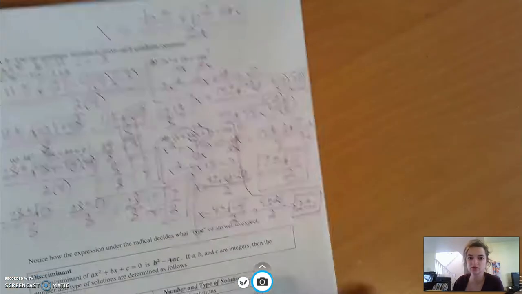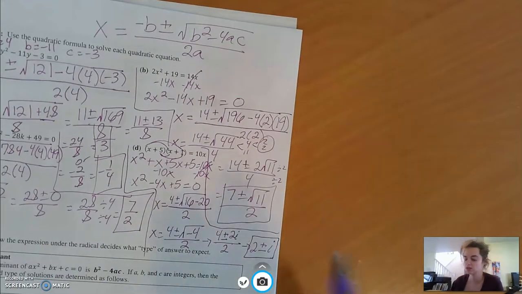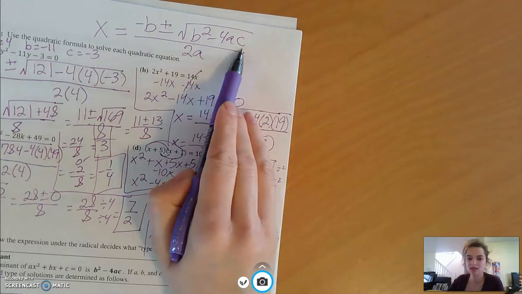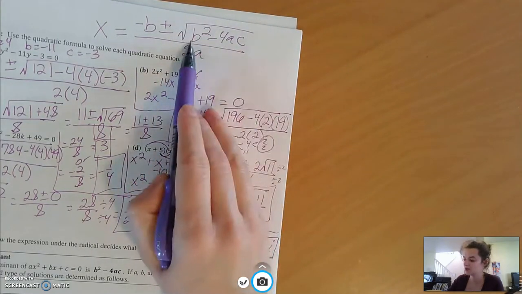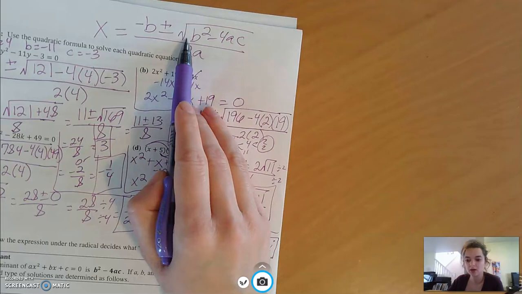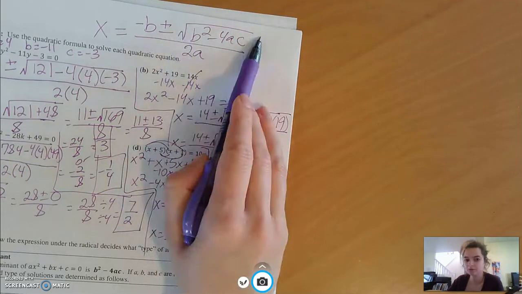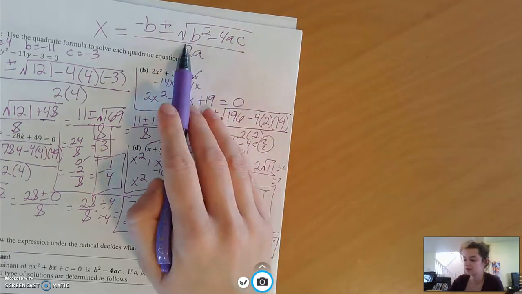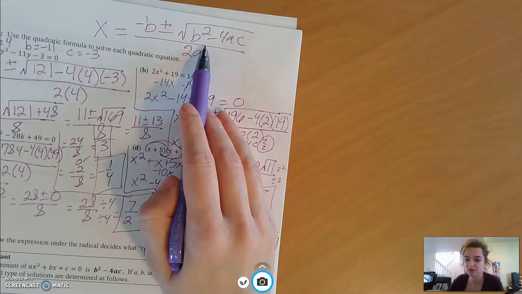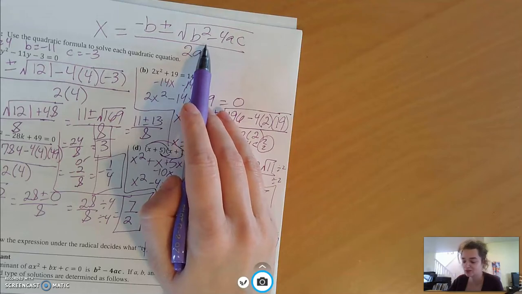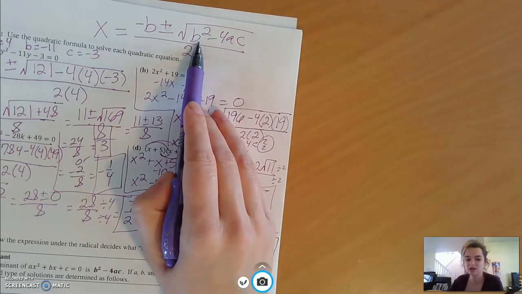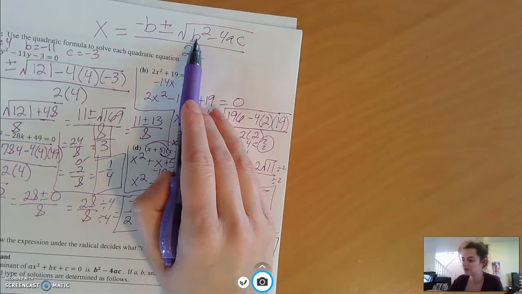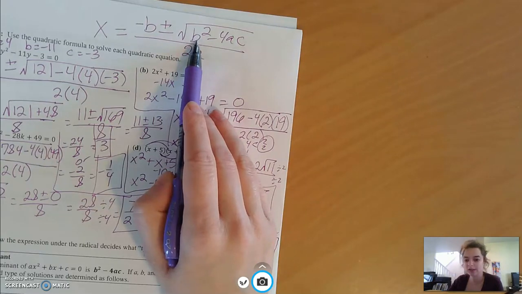So underneath the square root, just reminding you guys, is the b squared minus 4ac. So if you look at that number right here, you can tell: is it going to be a perfect square, where I can take the square root? Is it going to be something other than a perfect square, where I'm going to have an irrational answer? Is it going to be a negative underneath the square root, where I would get an imaginary answer? Or do I have 0, which gave me only one answer?